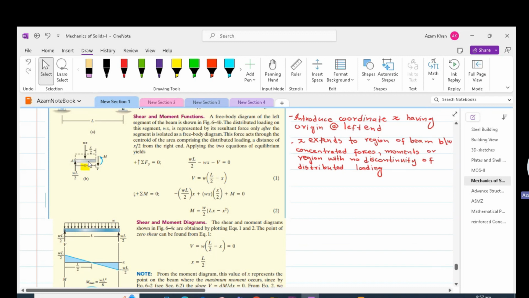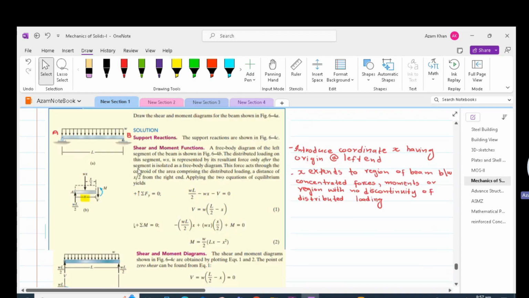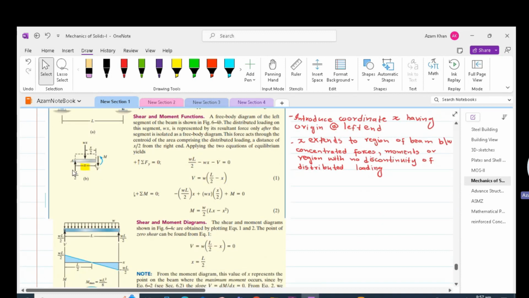So WL by 2, which is facing up, is taken as positive. The uniformly distributed load is of magnitude W. So the total load on our arbitrary section is W times x, and that is facing down. Similarly, the shear V is facing down. From this, we will get an equation which is of first degree. This is the equation of a straight line.